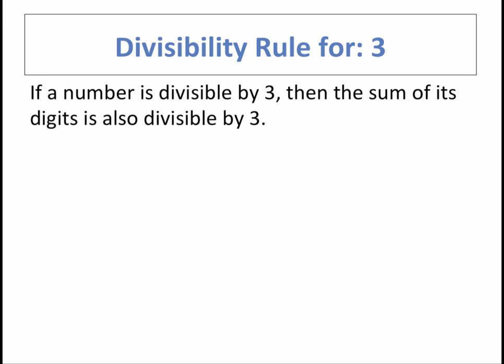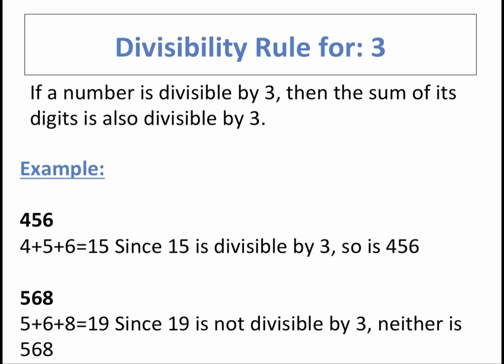The divisibility rule for 3 is a very easy trick, and I wish I would have known this earlier on in life. If the sum of the digits in a number is divisible by 3, then so is that original number. So for example, if I have 456, 4 plus 5 plus 6 equals 15. Since 15 is divisible by 3, then so is 456. In contrast, a number like 568, 5, 6, 8 added together gives me 19, and since 19 is not divisible by 3, then neither is 568.